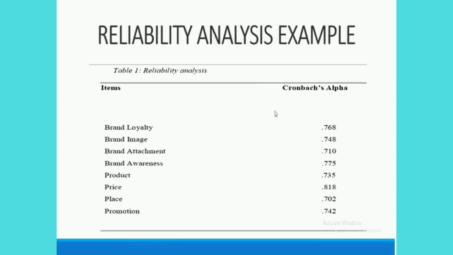This is how a reliability analysis statistics table looks like. As you can see, on the left side there are variables or item names, and on the right side there are Cronbach's alpha values, which are all more than 0.7 and which are acceptable.